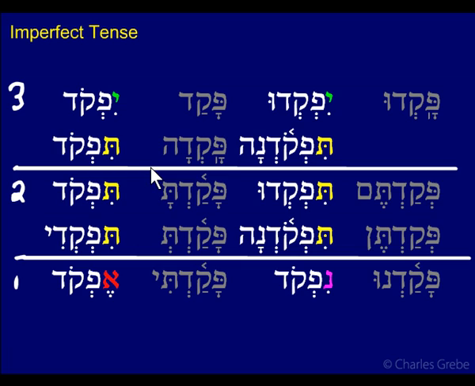Then we have the tav. Now the tav is marking all 3 of these, which is a bit confusing because it's marking second person and it's marking third person feminine. So we have it used 6 times here. And then we have aleph used down here for the first person singular and nun used here for the first person plural. Now we can see there's a nun here and a nun here. Bakadnu, nifkod. So we have a nun in both those here. Aleph is a bit of an odd one there, so remember that. It kind of sticks out.